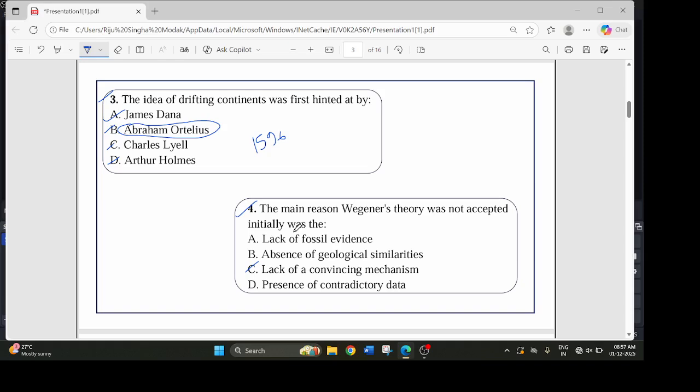As for lack of fossil evidence, Wegener actually provided different types of fossil evidence, like the Glossopteris flora, Mesosaurus, etc. As for absence of geological similarities, Wegener provided different types of geological similarity evidence across the continents. The fourth, presence of contradictory data, was not the main obstacle. The main obstacle was the lack of a driving force. So the correct answer is the lack of a convincing mechanism, option C.